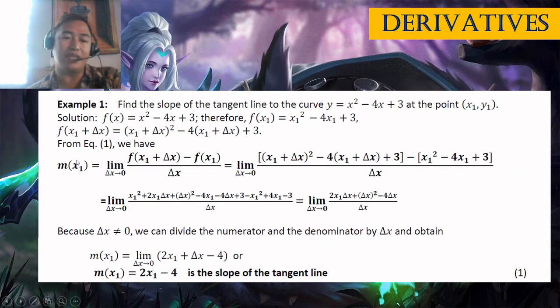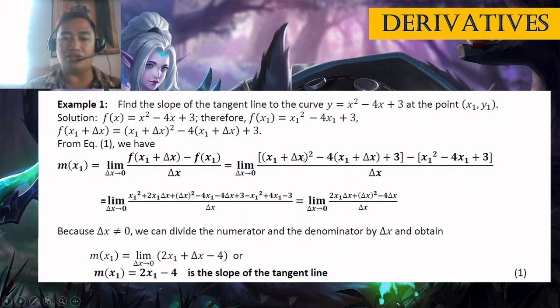Okay, we solve. So m of x sub 1: we substitute these two, f of x sub 1 plus delta x and f of x sub 1. So x sub 1 plus delta x squared, copy, minus 4 times x sub 1 plus delta x, copy, plus 3, copy, then minus f of x sub 1.